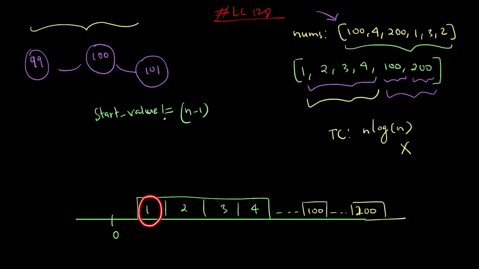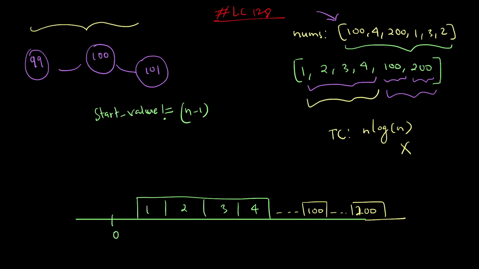So we go to the number 1, and then we check if it has a previous value. It does not, which is 0. So therefore we know that this is actually the start value of our sequence, 1. So this is how we are going to build an algorithm.